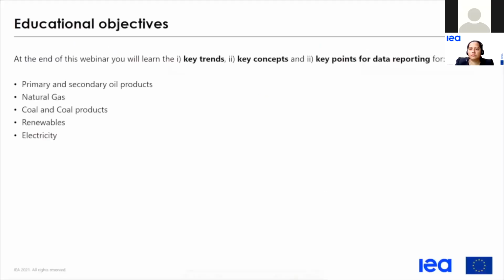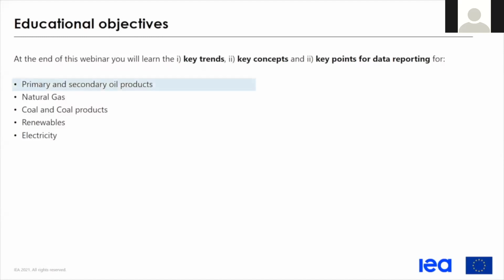This presentation will be in 5 parts for each of the main classifications of our energy commodities. And for each of those parts, we will see first the key trends, then the key concepts, and finally, some key points for data reporting. And this will be done for primary and secondary oil products, natural gas, coal and coal products, although for this part, we will go quickly since coal is not an energy commodity used a lot on the African continent. And then we'll discuss renewables and electricity.